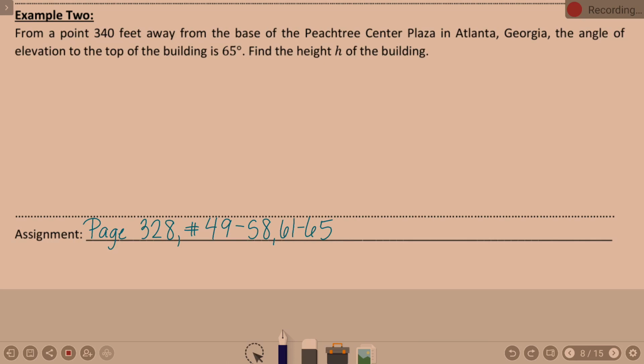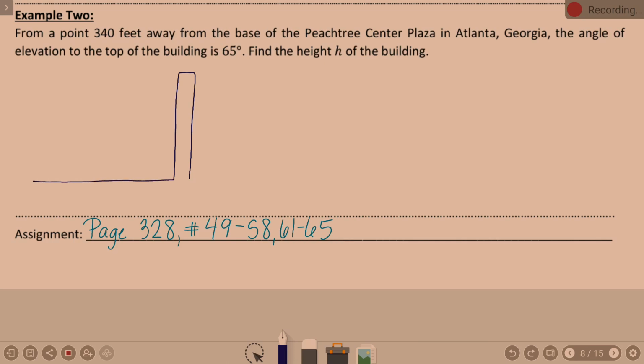Okay, guys, sometimes they give us a picture. They gave us nothing here. I'm going to suggest we draw a picture. But keep in mind what I've taught today, because that's exactly what we're going to be looking for. So, from a point 340 feet away from the base of the Peachtree Center Plaza, we have a building, yes? There is my fancy building. I just do a straight triangle. Okay. Well, there's my building.